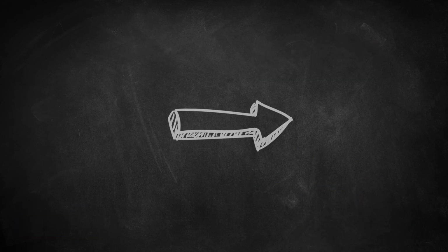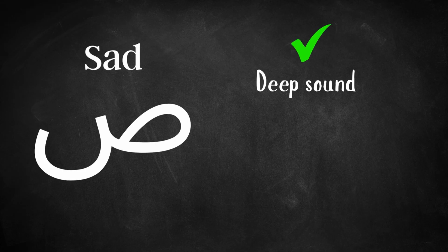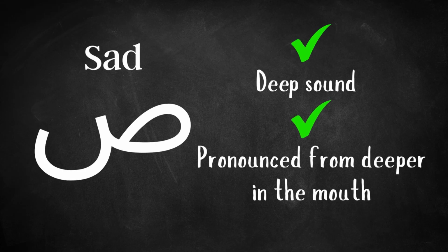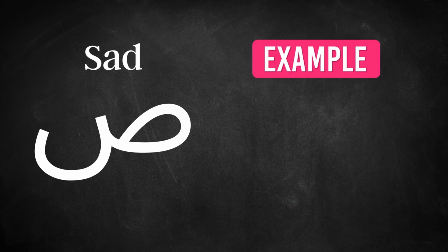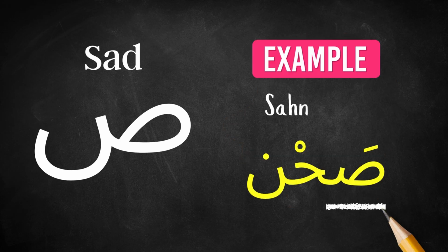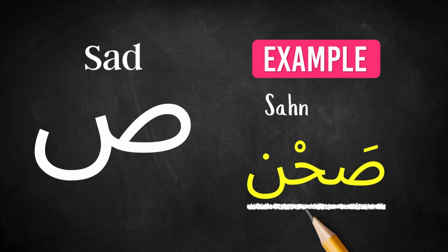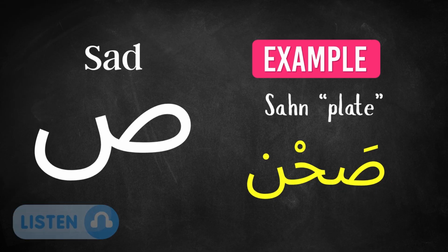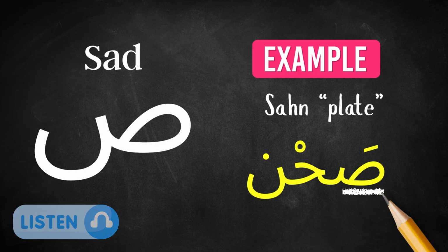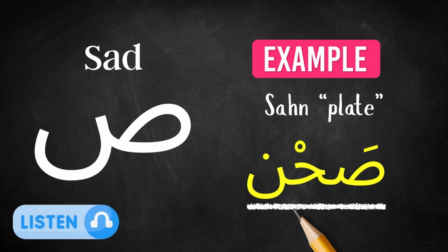Now let's look at Sad. It is a deep sound, pronounced from deeper in the mouth, with more pressure and emphasis on the tongue, pushed with more force from the back of the mouth. Example, the word sahn, which means plate. Start with the letter Sad. Listen. Sa, sahn. Sa, sahn.